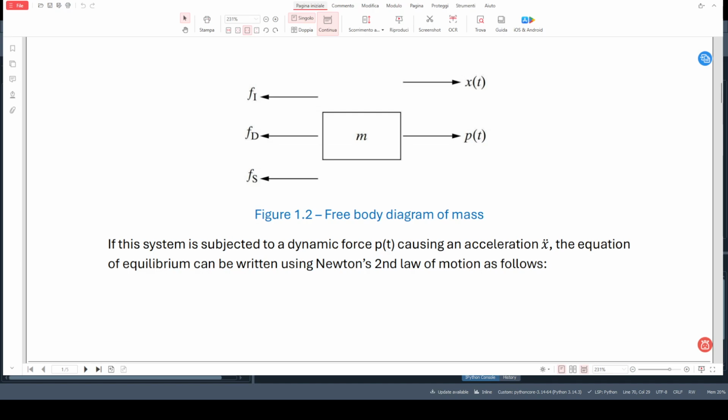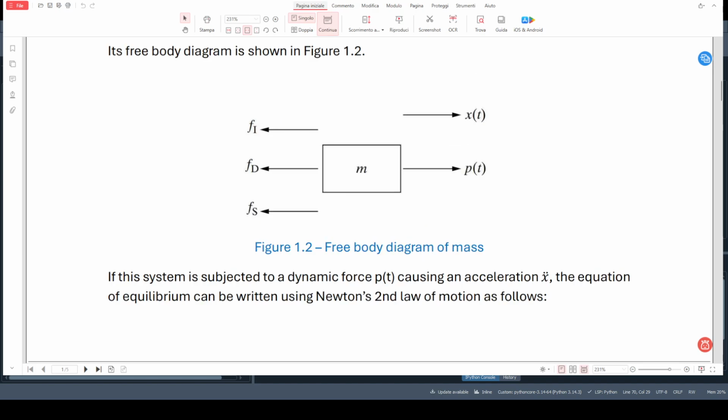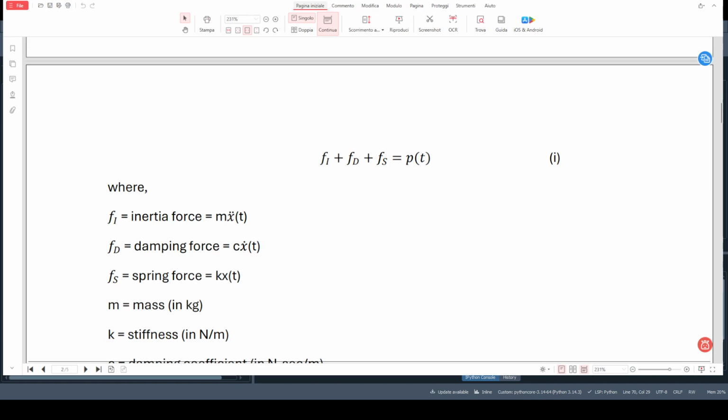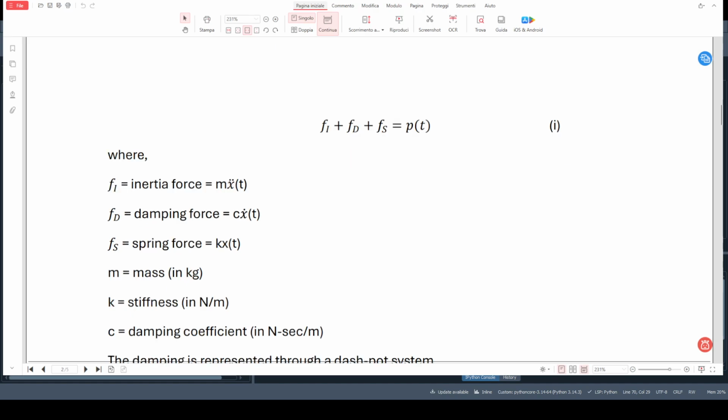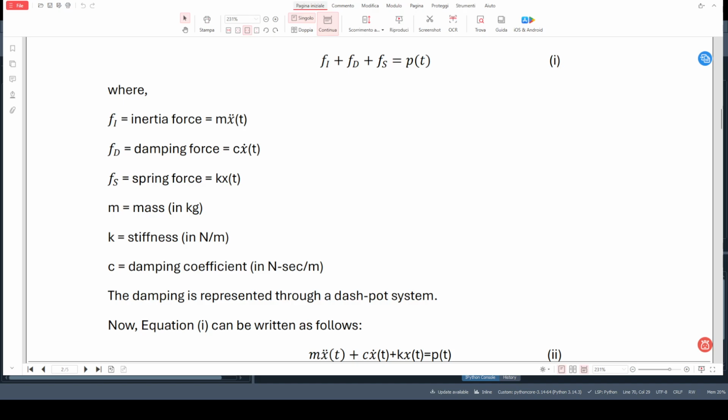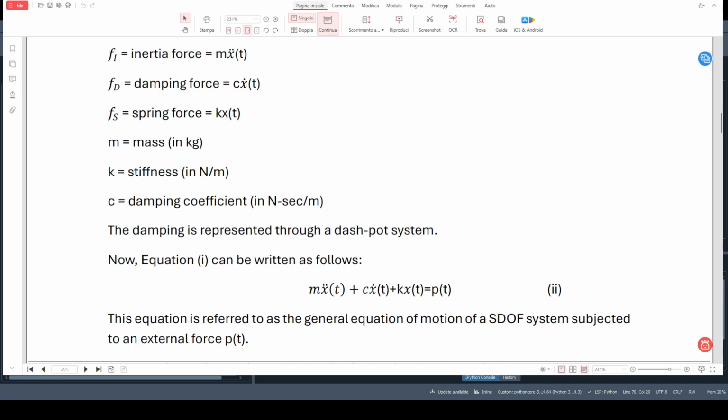Using the second law of Newton, we can write this equation where the inertia force plus the damping force plus the spring force is equal to the applied force P(t). The inertia force is equal to mass times acceleration. The damping force is equal to C, the damping coefficient, times the velocity, and Fs, the spring force, is equal to K, the stiffness of the spring, times the displacement x.